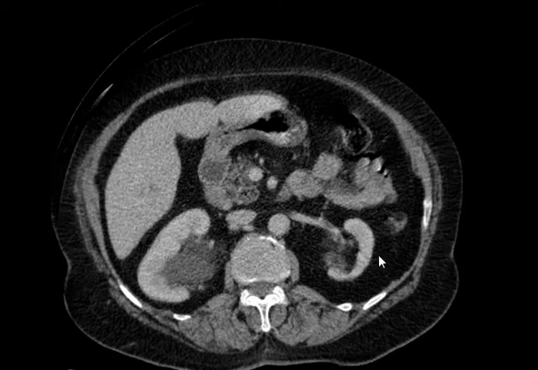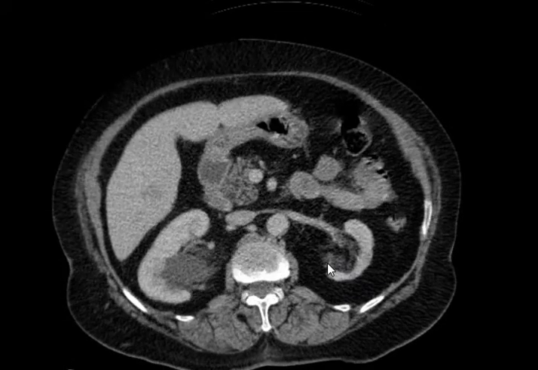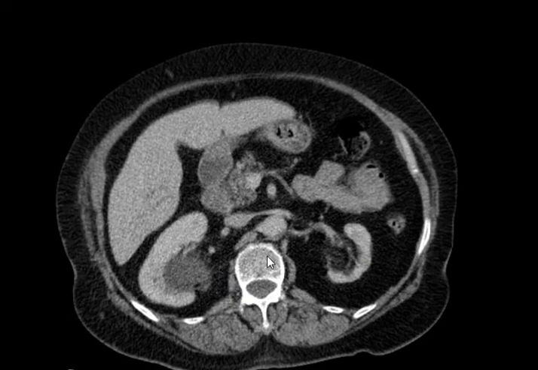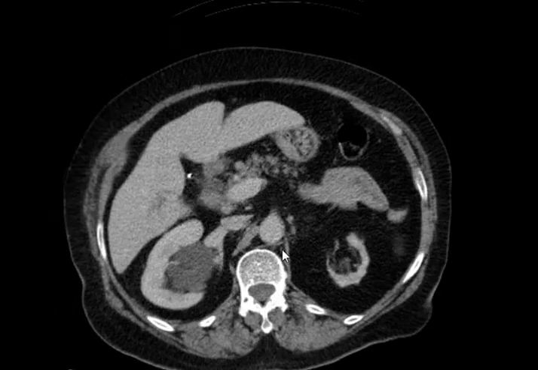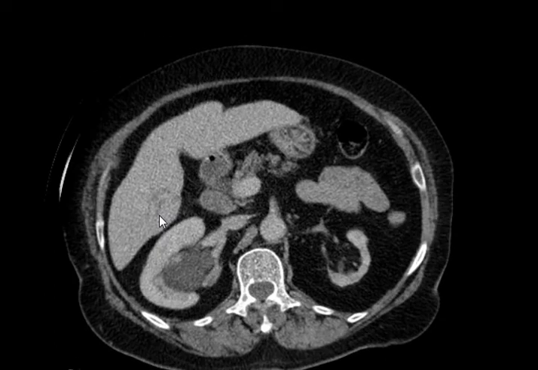The other one is a little bit smaller in size, with hypertrophy. Yeah, could be. I'm not happy with this, segment 6 of the liver.